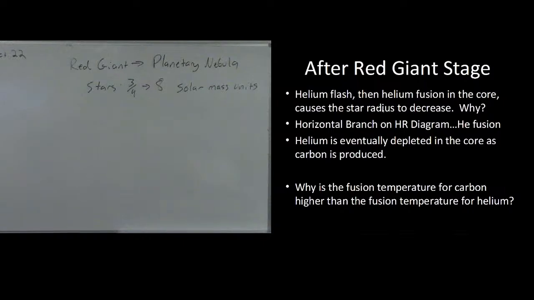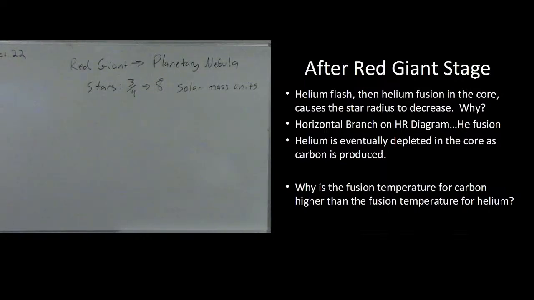Gravity wins again for a while, and the star's radius decreases because there's less total energy being produced in the interior of the star. We now have less outward directed pressure than we have inward directed pressure from the weight of the material on the outside of the star. We get some helium fusion for 100 million years or so, creating carbon.